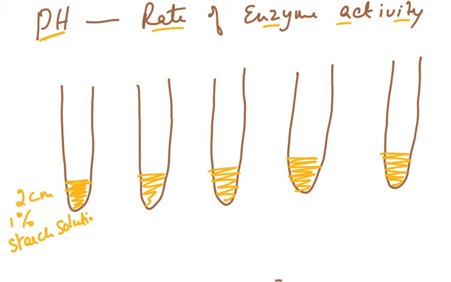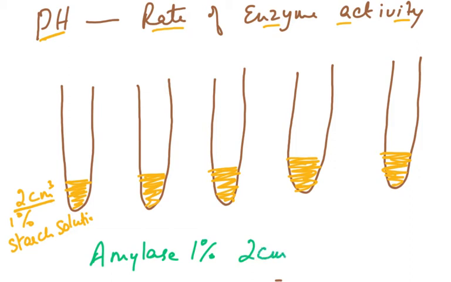So we take 5 test tubes and we add 2 cm cube. Please remember, 2 cm cube volume must be decided. 2 cm cube of 1% starch solution in all of them. But now we are not going to add the amylase. I'm not going to add the amylase yet. Amylase that we have, I've decided I'm going to use 1% amylase and I'm going to use 2 centimeter cube of it. Yes, I've decided the volume and the percentage.